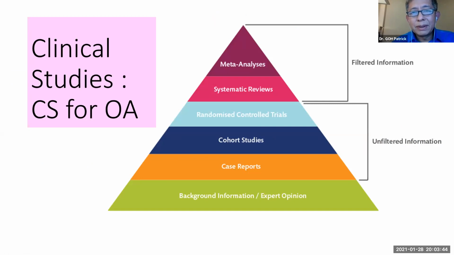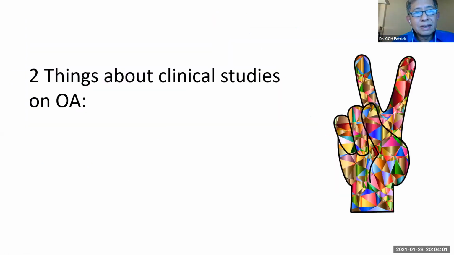where the top of the pyramid represents higher quality evidence. Filtered information means you are analyzing, doing a meta-analysis or systematic review, and unfiltered is at the bottom. And what I'm going to do is just take the top level studies at the upper levels, right?